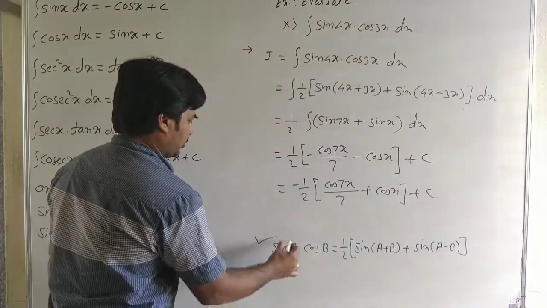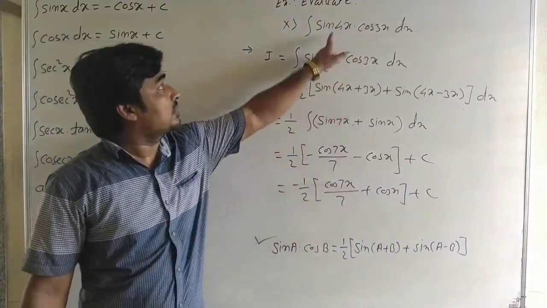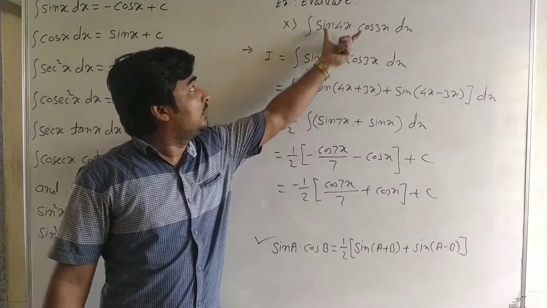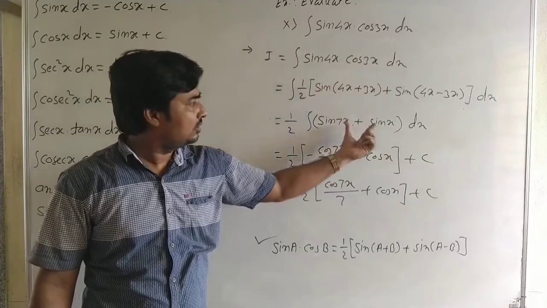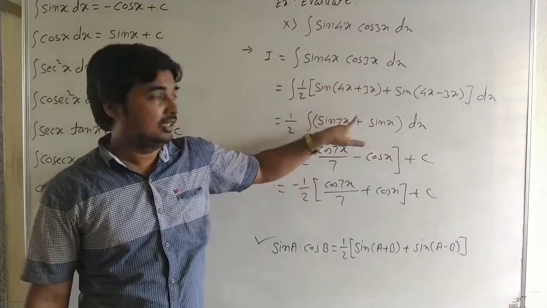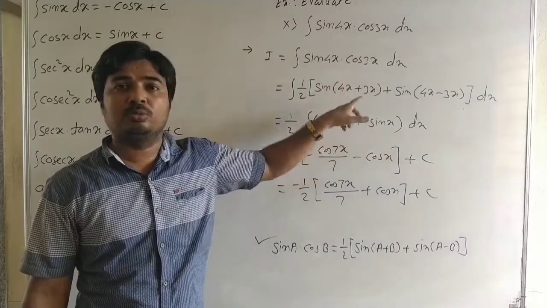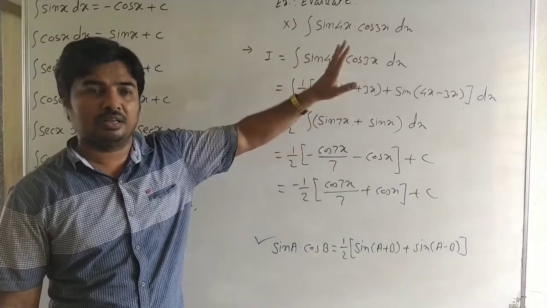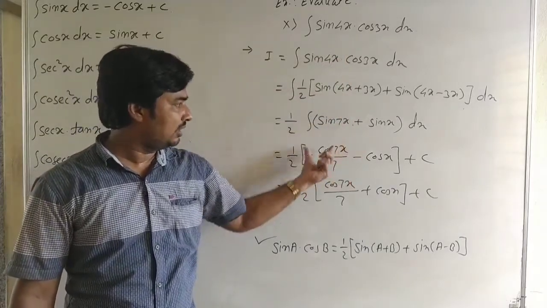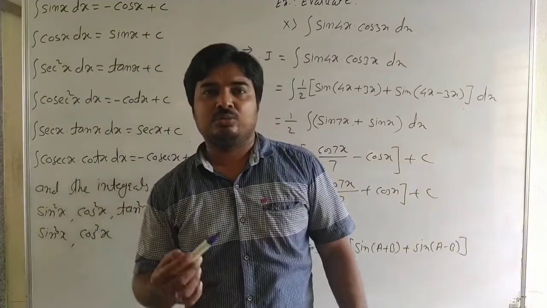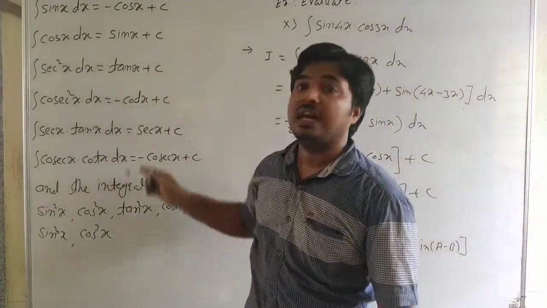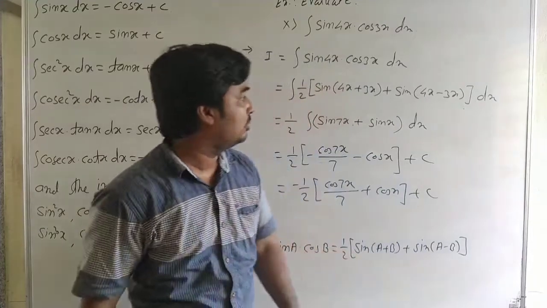Here we use this formula, sin A into cos B. It is a multiplication, and we convert this into addition or subtraction. Here we convert it into an addition, and then we know the addition rule of integration, separate integration. See carefully, these are some integrals of trigonometric functions by using the standard integrals. See carefully all the examples.